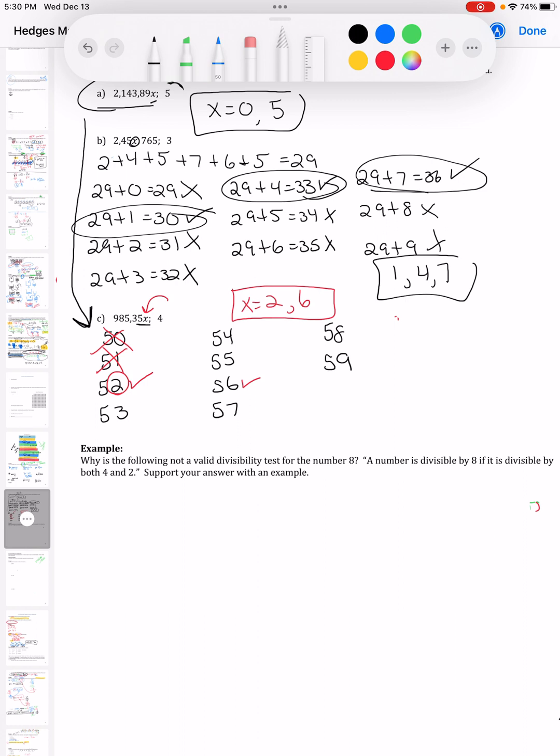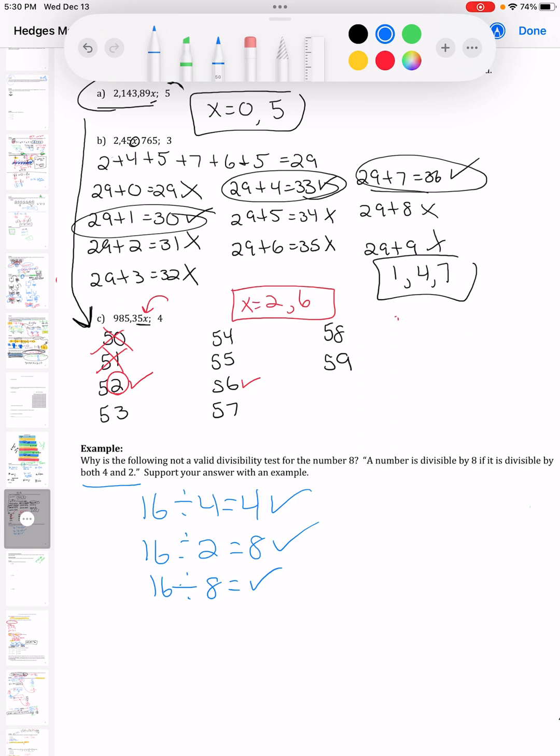One more question using these divisibility rules. This is still a little bit different from what we were looking at before. Still going back to those divisibility rules. So we want to know, why is the following not a valid test? A number is divisible by 8 if it's divisible by 4 and 2. So sometimes this works. So like 16 works for 4, works for 2, and then also will work for 8. So sometimes it does work. But if there's just one time it doesn't, it can't be the rule, because the rule has to always work.